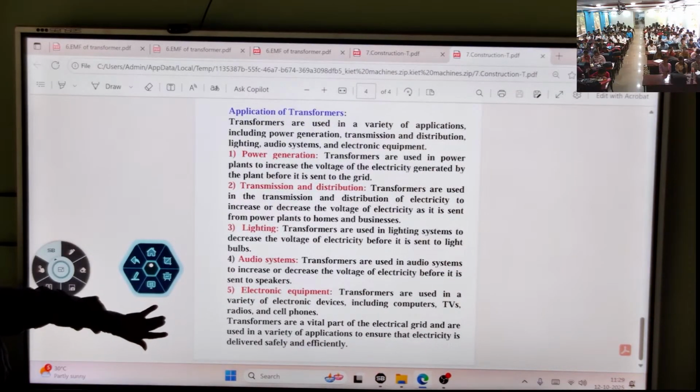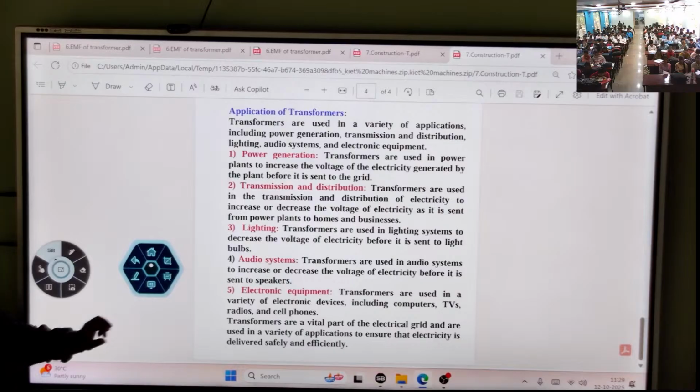So in generating station also we'll use the transformer. In generating station we'll use. For the distribution also we'll use. Okay. So these are the different applications of the transformer.